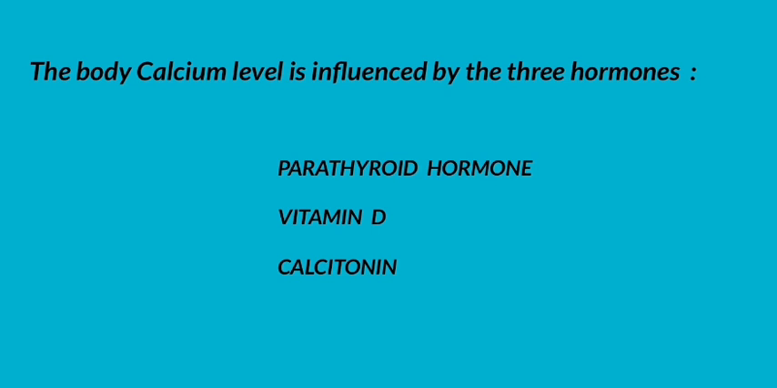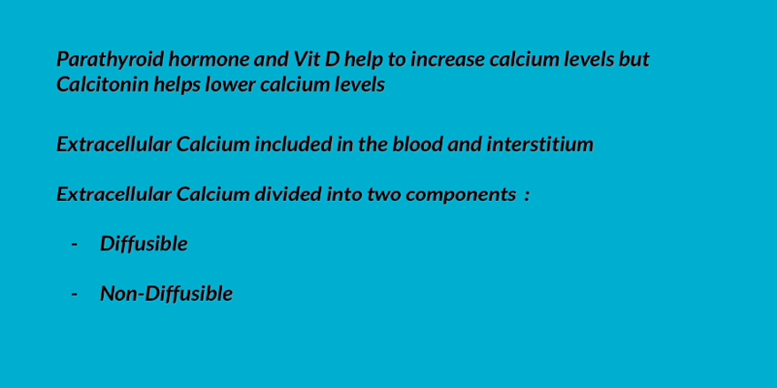Today I'm going to talk about calcitonin. The body's calcium level is influenced by three hormones: parathyroid hormone, vitamin D, and calcitonin. Parathyroid hormone and vitamin D help to increase calcium levels, but calcitonin helps lower calcium levels.